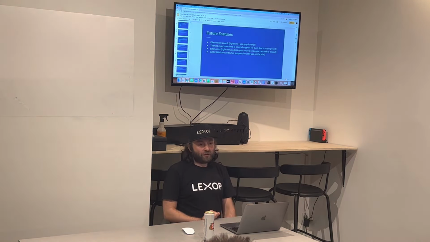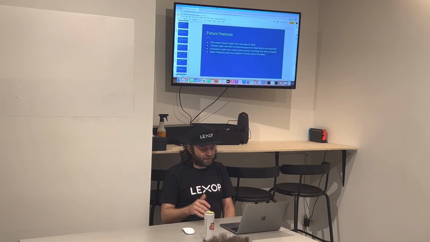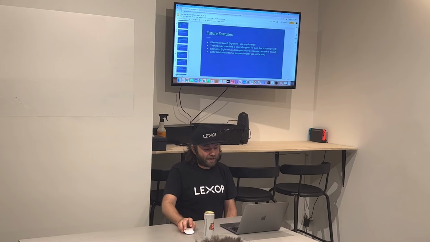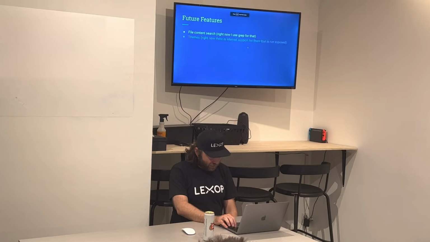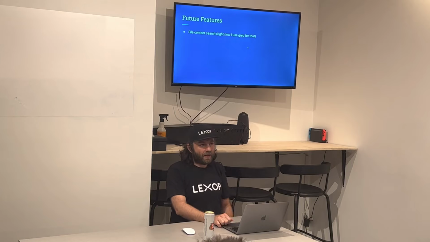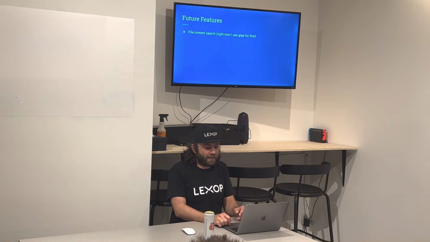What are some future features that are missing right now from Gladiator, which I haven't gotten into? The first one for sure is file content search. Right now I use grep for that. There's a command on Linux or Mac called grep. You can use it to look up the contents of files. I use that for now, and it works pretty well for my workflow. But I'd love to in the future support doing file searches within Gladiator directly. That would save me a bit of time.